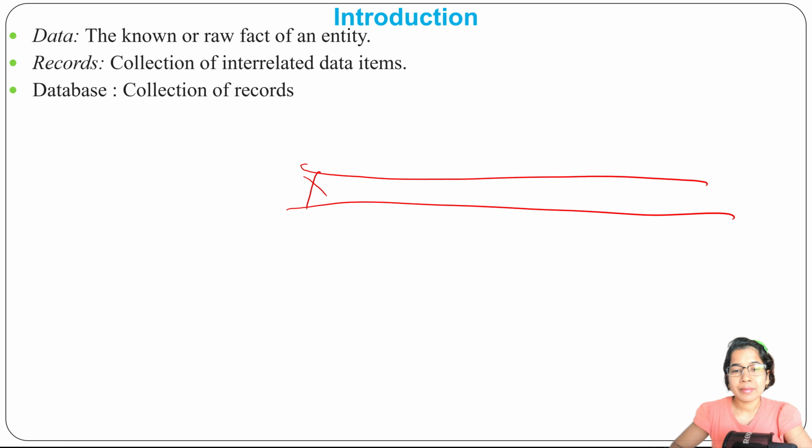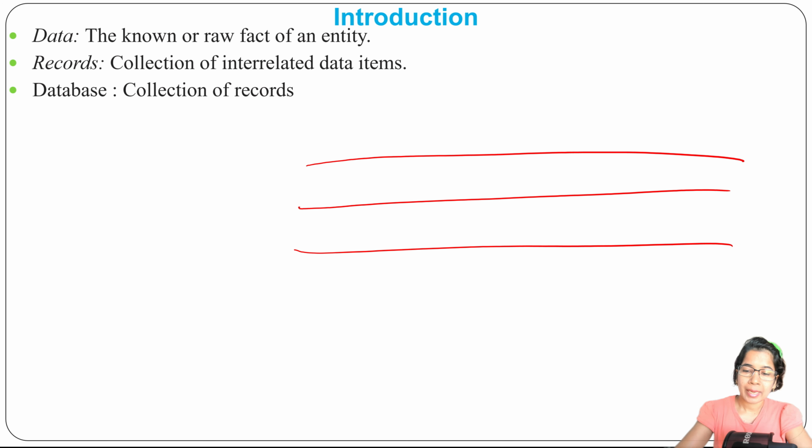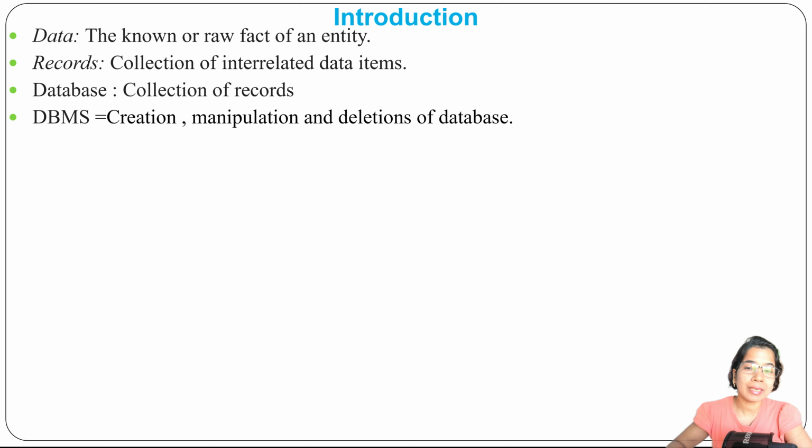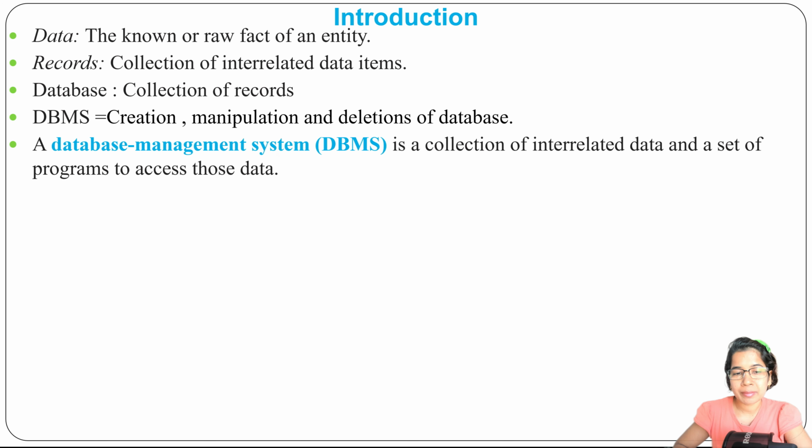Then what is database? Collection of record called as database. In one record we are keeping one person data. In multiple record we are keeping multiple person data. So like there are multiple records, whole total called as database. Now what is DBMS? How can handle the database, that called as DBMS. How can create, how can manipulate, how can delete the database? That's all about DBMS.